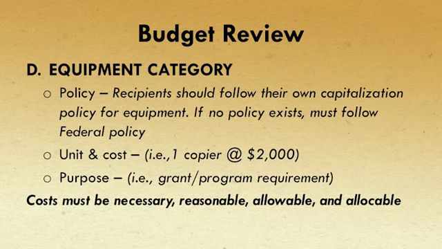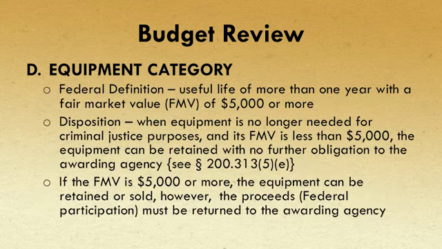Additionally, the purpose of any equipment should be listed and how it relates to the program. The federal definition for equipment is it must have a useful life of more than 1 year with a fair market value of $5,000 or more. Equipment should be used by the recipient for its stated purpose and for as long as the recipient has a need for this equipment.